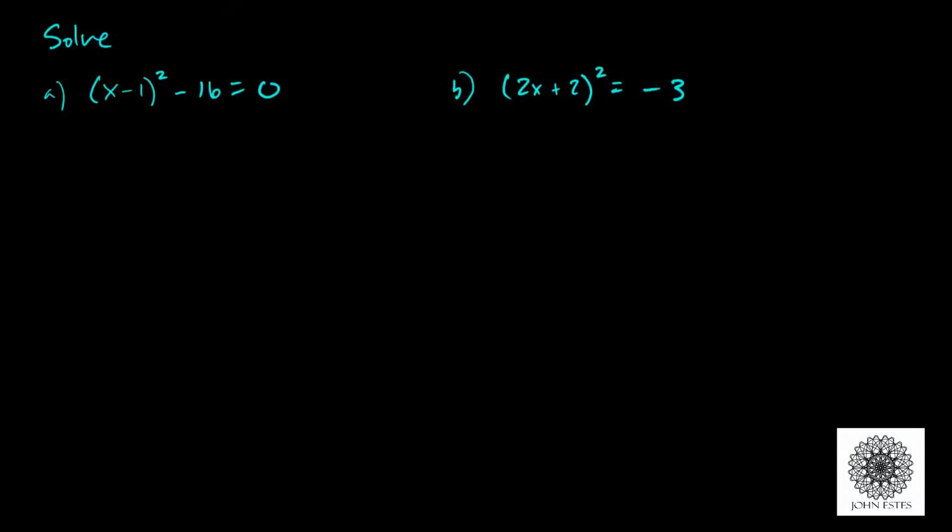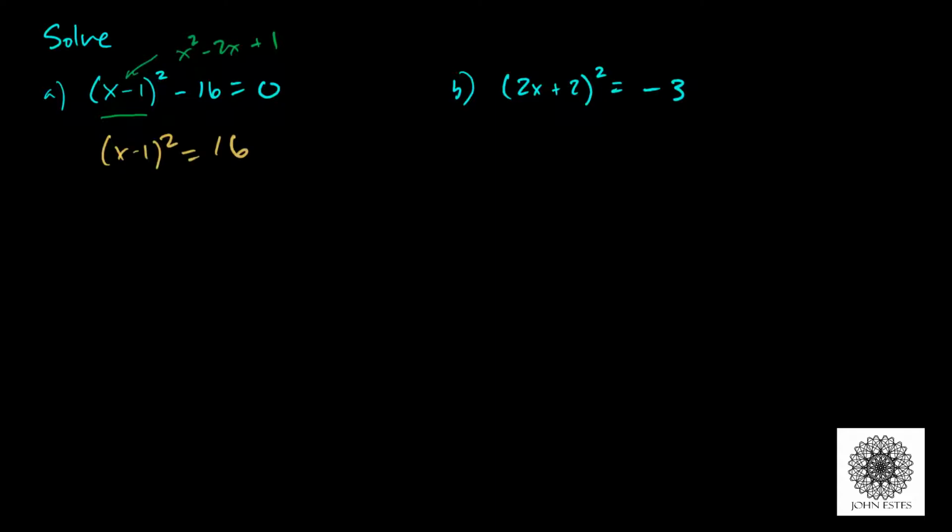Here we have a couple examples of quadratic equations that we can solve using the square root property. The first one says we have x minus 1 quantity squared minus 16. What I want to do here is get the squared part together by itself. And if you're wondering, is this really a quadratic equation? Yes, it is, because if you square this out, you'd end up with a squared term. Okay, so this is a quadratic equation. So first of all, I need to get the squared part by itself. So I'm going to say x minus 1 squared equals a positive 16.